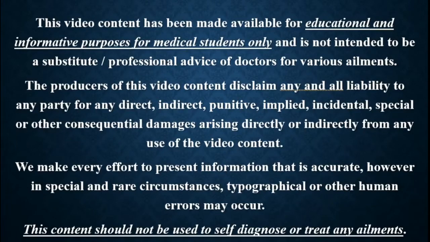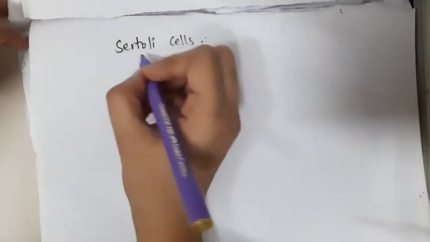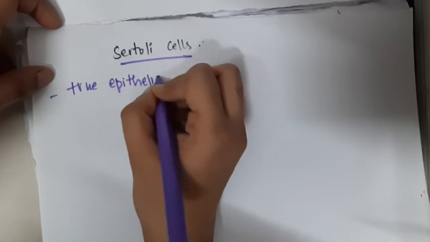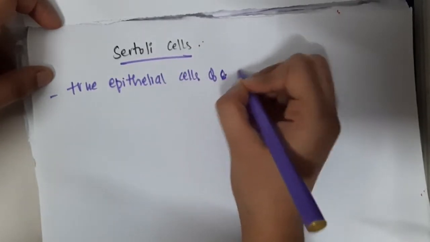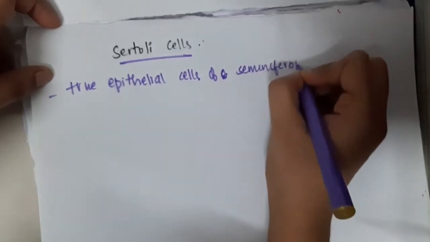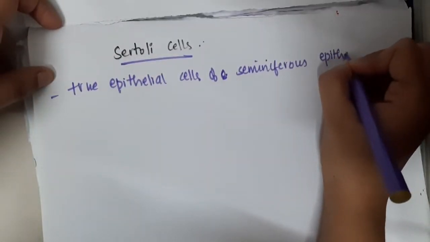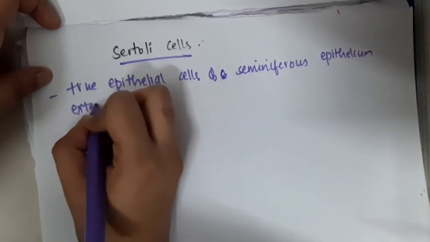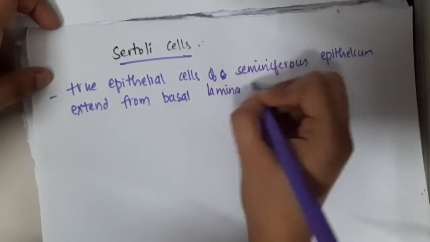In this lecture, we will learn some important points about the Sertoli cells. First and foremost, Sertoli cells are true epithelial cells of the seminiferous tubules, the seminiferous epithelium, and they extend from the basal lamina to the lumen.